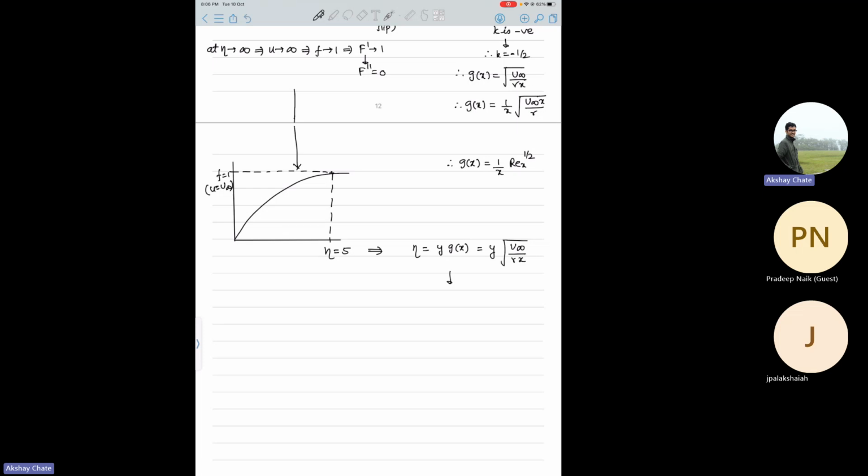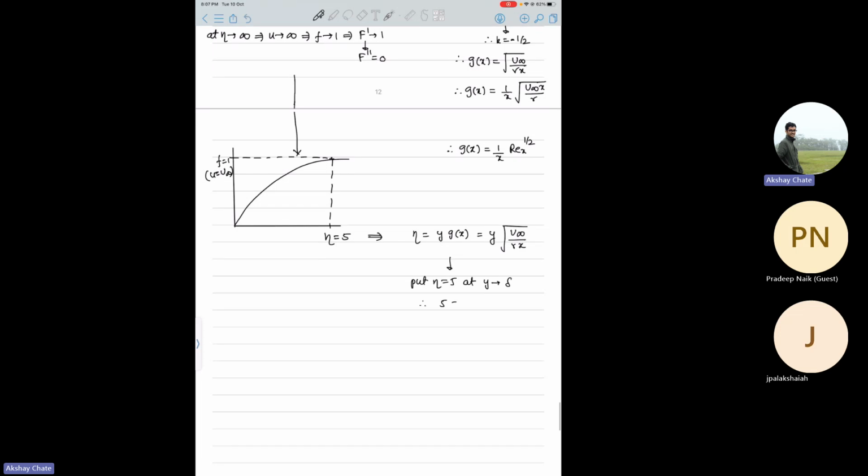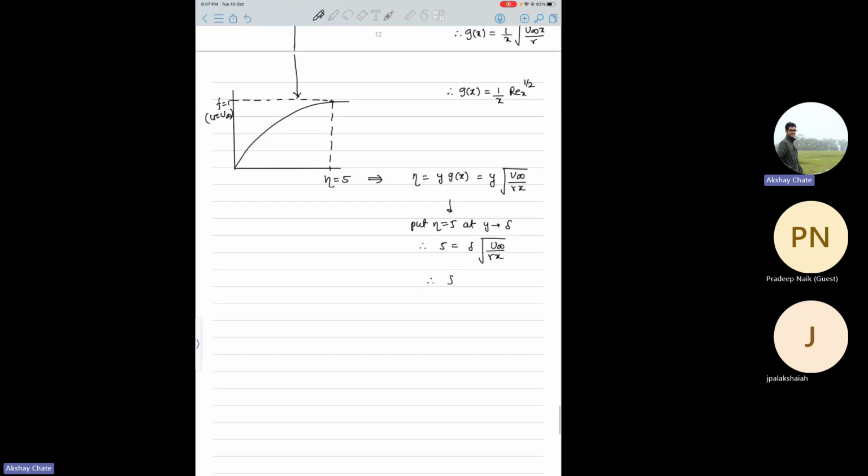And if you put eta equal to 5 at y tending to delta, which is f equal to 1, then what you get is 5 equal to delta into u infinity by gamma x, and if you do the manipulation, you get delta x by 5 into gamma u infinity into x. So this is your famous Laplace equation derivation.